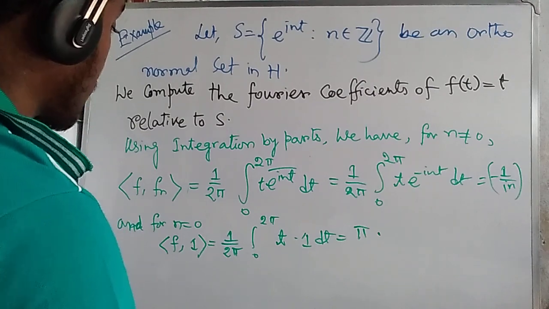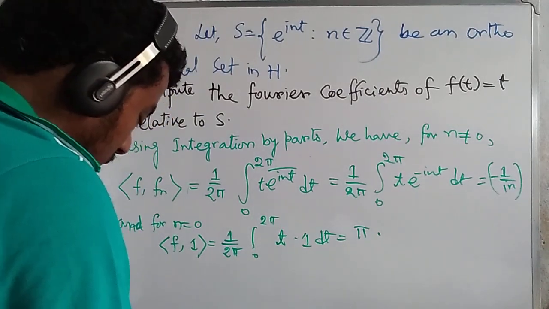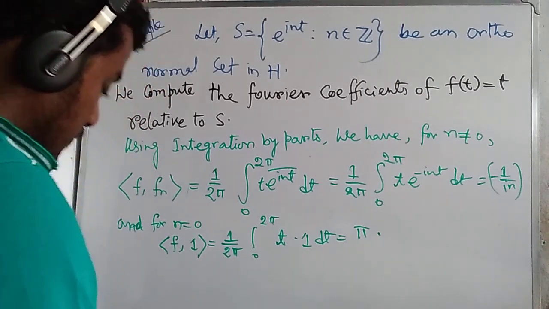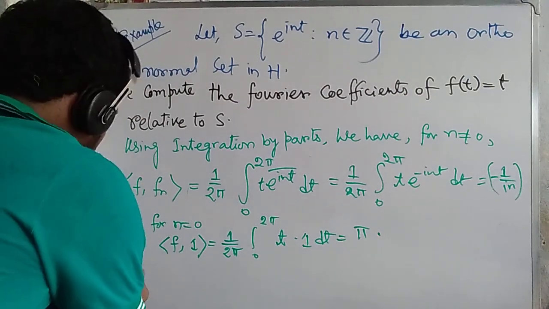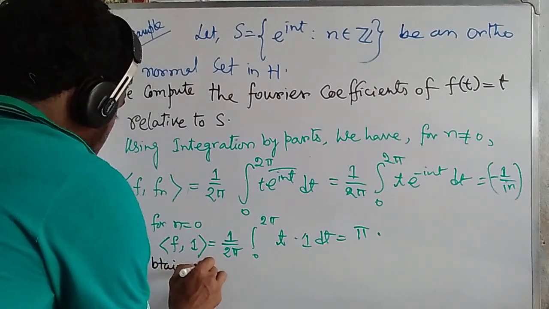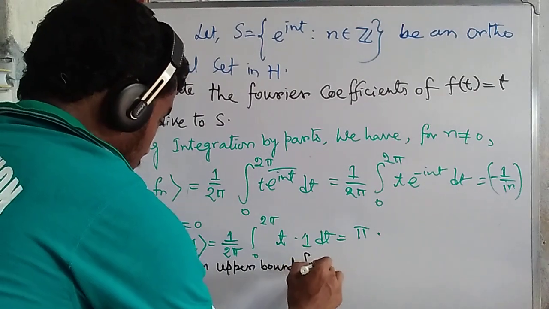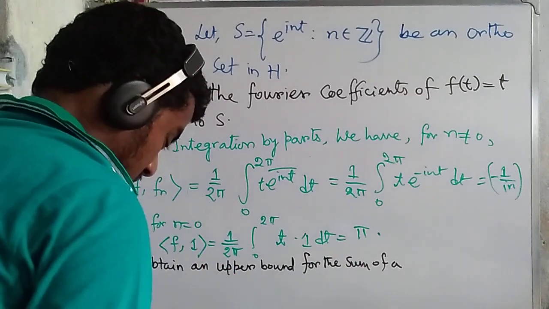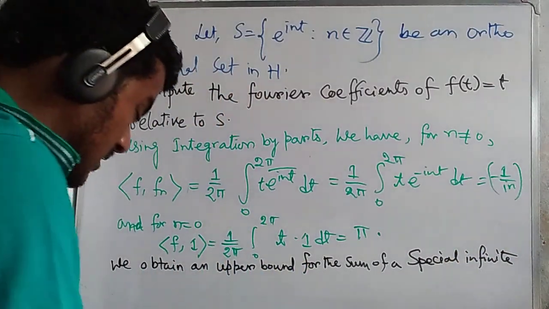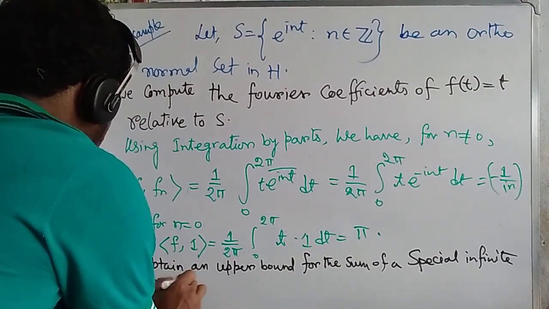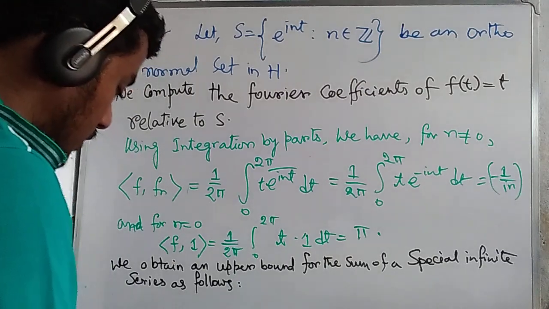Then we have obtained an upper bound for the sum of a special infinite series as follows. So now we obtain an upper bound for the sum of a special infinite series as follows.